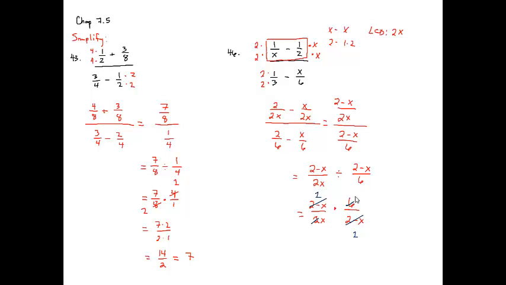2 goes into 6 3 times. And my final answer is going to be 1 times 3, which is 3, over x times 1, which is just x. So the final answer is 3 over x. Good. Make sure you're practicing with these, and make sure you understand how to get your LCDs. Those are very important.